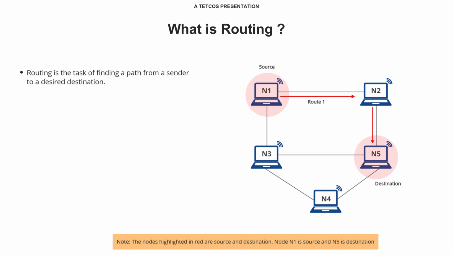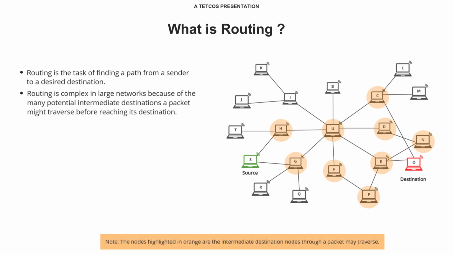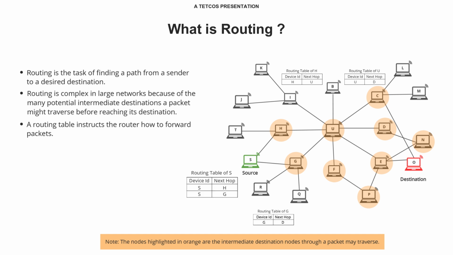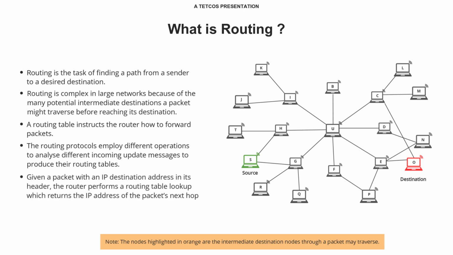Routing is the task of finding a path from a sender to a desired destination. Routing is complex in large networks because of the many potential intermediate destinations a packet might traverse before reaching its destination. A routing table instructs the router how to forward packets. The routing protocols employ different operations to analyze different incoming update messages to produce their routing tables. Given a packet with an IP destination address in its header, the router performs a routing table lookup, which returns the IP address of the packet's next hop.